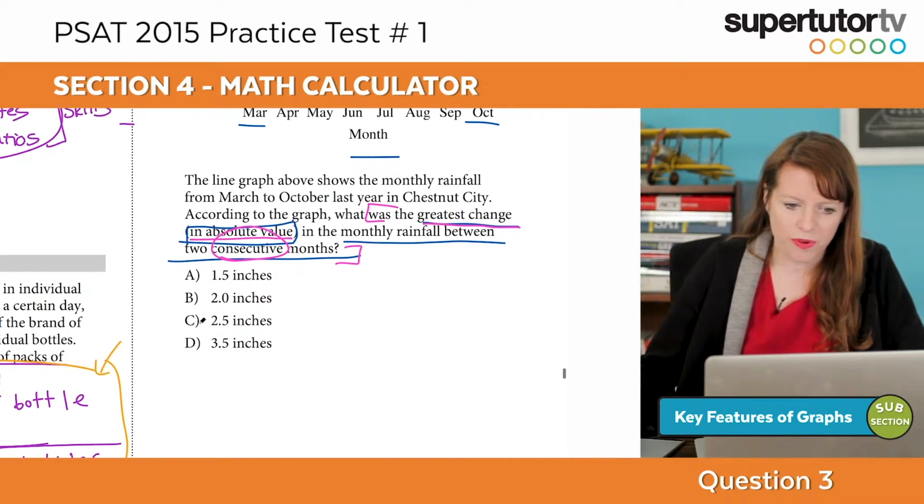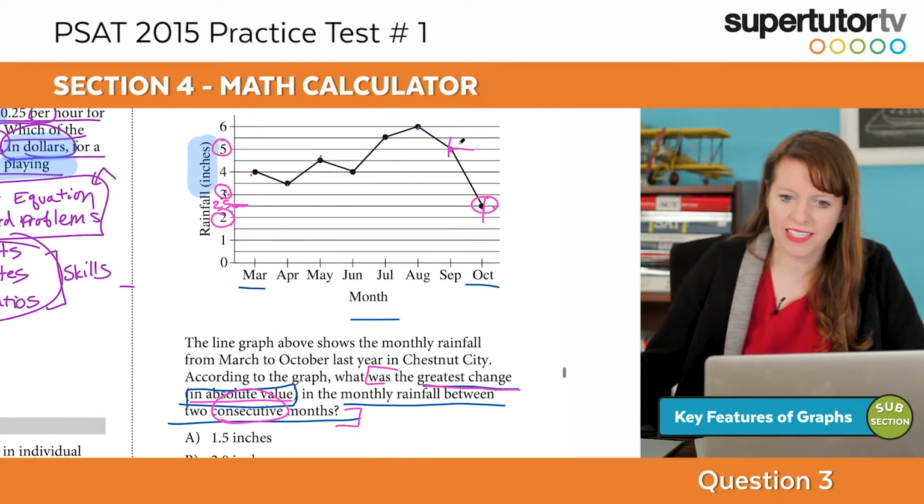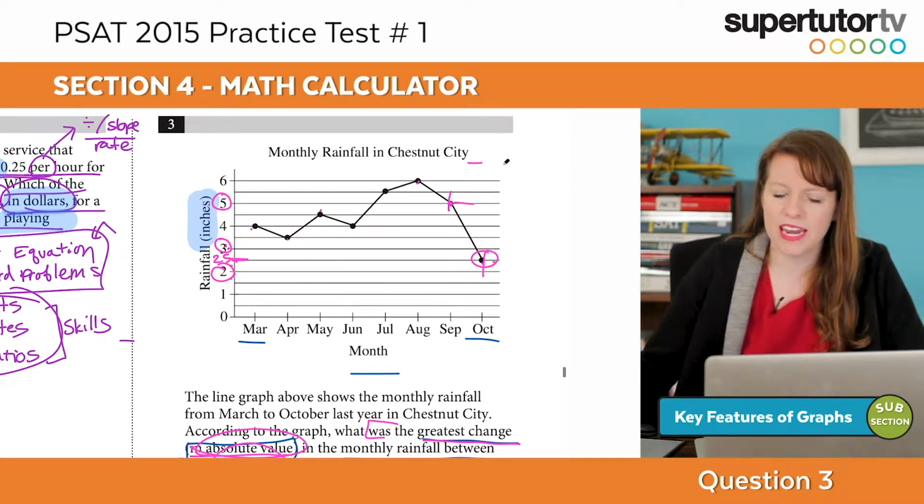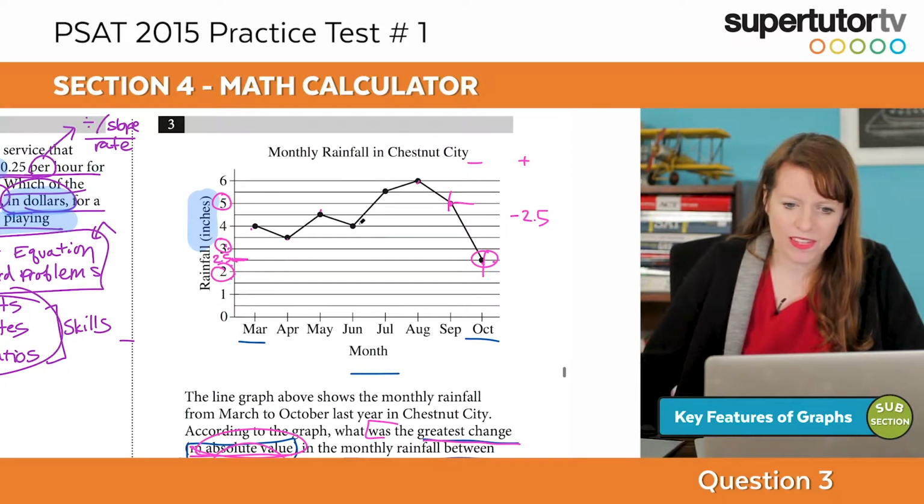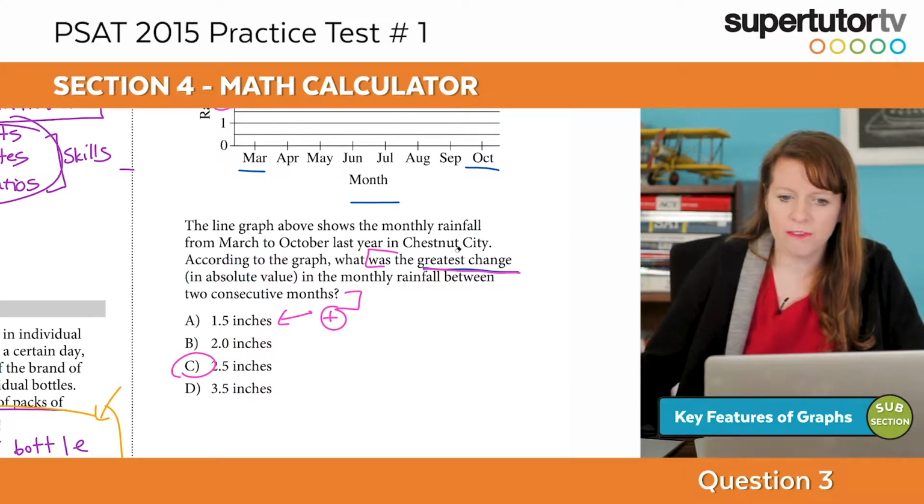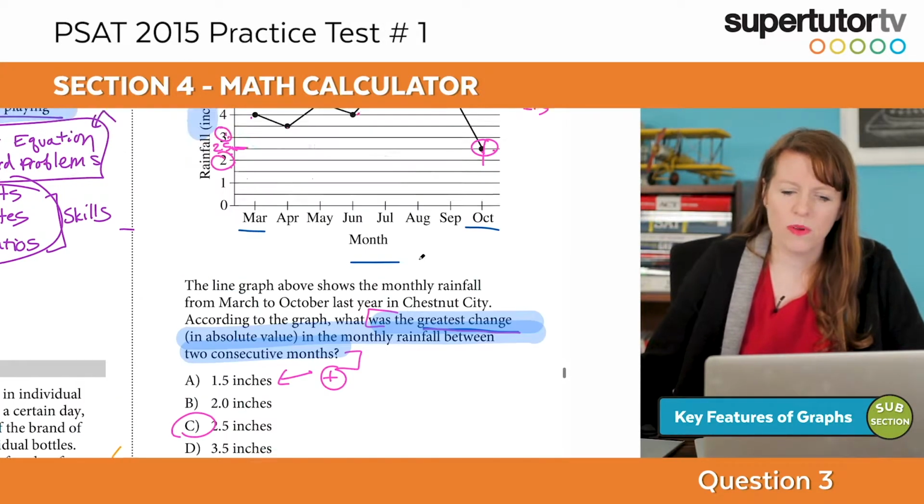So that difference is 2.5 inches. And that's what it is. Absolute value just means it's the distance from 0. So that means it can be negative or positive. So this is negative 2.5. That's going to be bigger than this rise, which is 1.5, right? So 1.5 is here, that's the greatest positive rise, but this says in absolute value. So you've got to be really careful to read this carefully and know what it means. And if you didn't know what absolute value means, well, now you know.